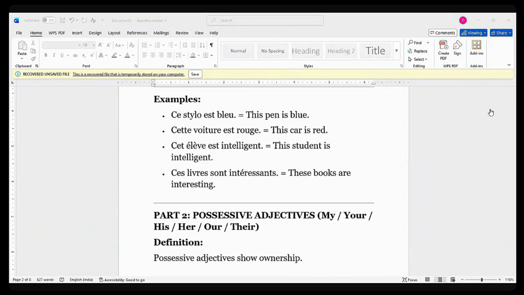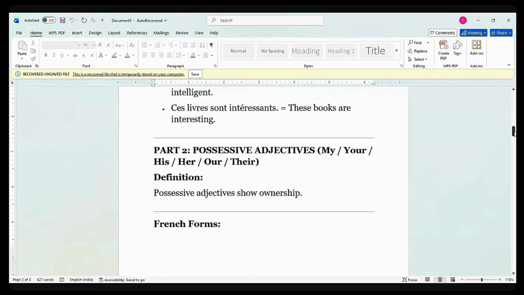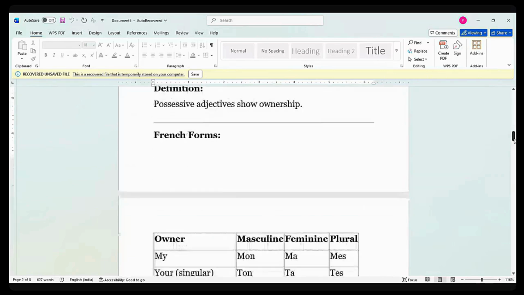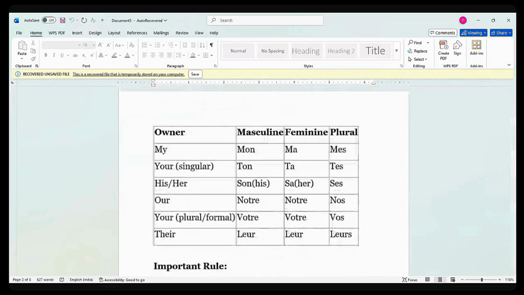Possessive adjective. The possessive adjective is used for my, his, her, your, or their. They talk about ownership. My school, your school, his school, her school, our school, their school, this type. And we have a French form also in this part. This is a very important structure for the possessive adjective. Owner. My, we use for three different forms.